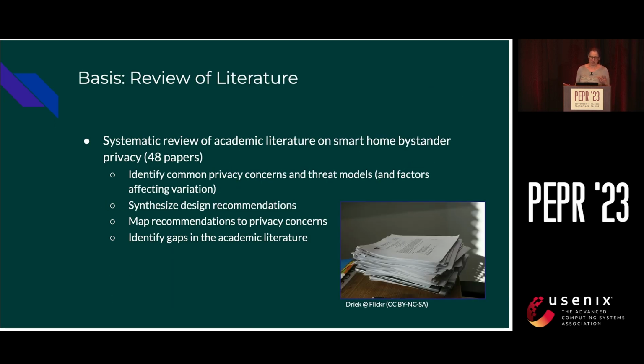So this talk is based on a systematic review that we, by which I mostly mean my co-authors, conducted of research literature on smart home bystander privacy. Our goals were to identify common themes in bystander privacy concerns, the threat models behind them, along with factors affecting variation in concerns and perspectives, to synthesize the many design recommendations that we found, map those recommendations to the identified privacy concerns, and identify gaps. I haven't tried to cram citations for all 48 references into my slides, but we're submitting a paper to ACM-CHI later this week, so fingers crossed, the information will all be out there in one place.